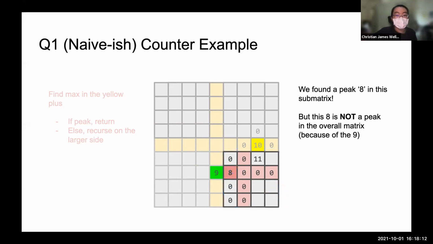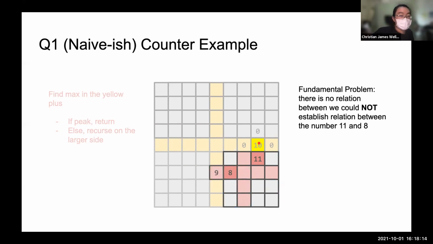So what went wrong, right? The fundamental problem is that when we recurse into this region, this submatrix, we recurse because 11 was the culprit, the reason we recurse into this submatrix. But then after we recurse into this submatrix, we just make a new plus without caring about the existence of 11. We don't really care that 11 was the reason. So the fundamental reason is that this element 8 is not exactly comparable to 11. We don't have any information to compare the two elements.